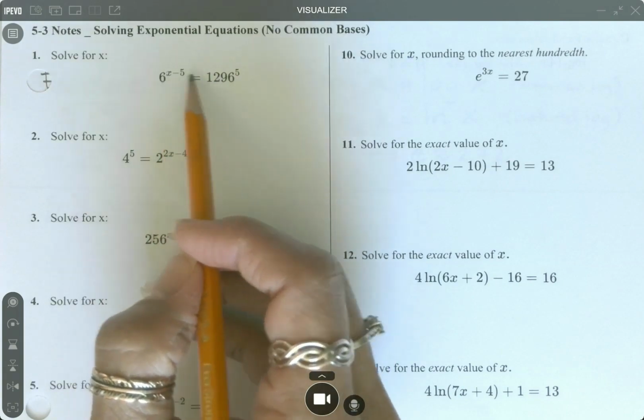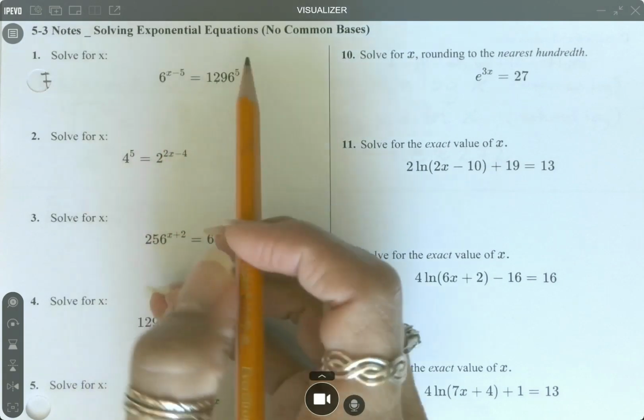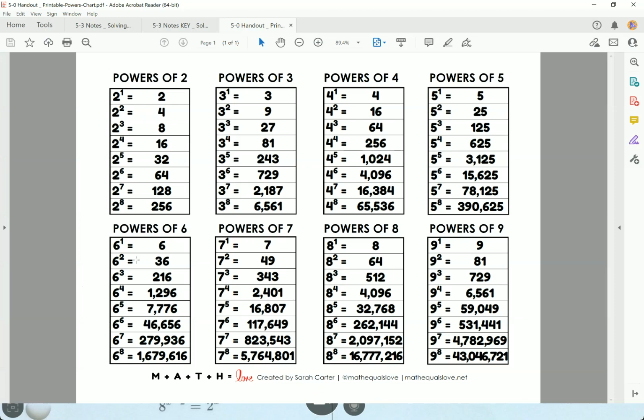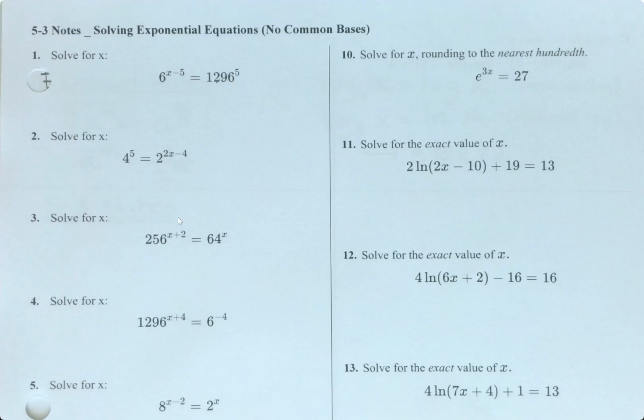Now, right now, those bases are not the same. So since you guys are allowed to use your power sheet, you're going to go look at the power sheet and see where you can find the bases of 6 and 1296. So if you come down here to the powers of 6, you see that 6 is going to be rewritten as 6 to the 1st power, and that 1296 is going to be rewritten as 6 to the 4th power. So focus on the powers of 6. So let's go ahead and do that.